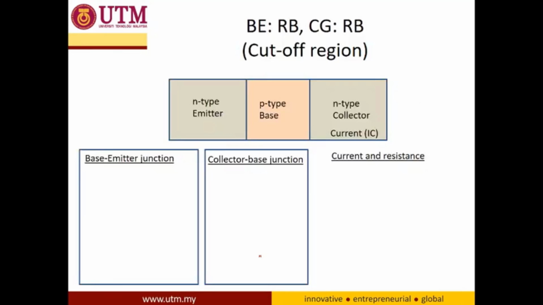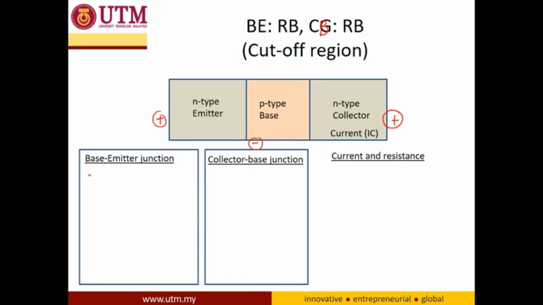Okay, then the second operating region is the cutoff region, where the base emitter is reverse biased. So reverse bias: positive at the N type, negative at the P type. And this is the collector. The collector base is also reverse biased, so positive is at the N type and negative is at the P type.